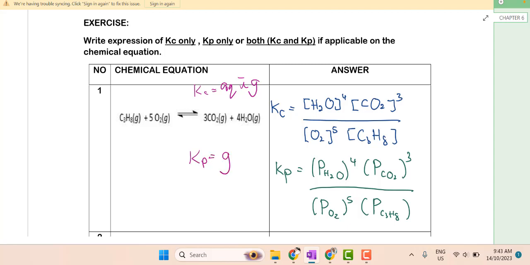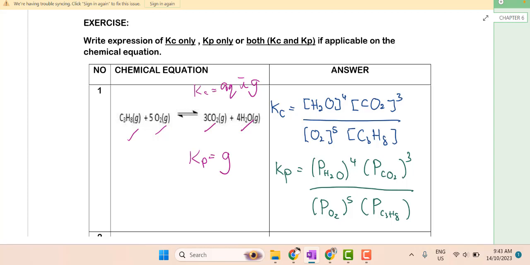So for Kc, we will consider this one, this one, this one, and this one. For Kp, we will consider all of them. So this is the expression of Kc and also Kp. For Kp, you can draw the bracket, or if you don't want to draw the bracket, it's also okay.